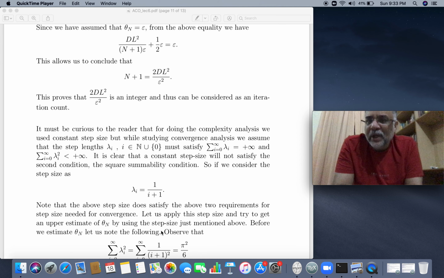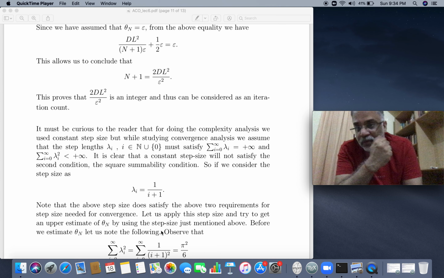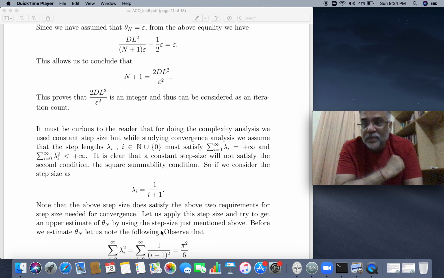Now you might be asking, so come on guy, what is the issue with you? You take something for convergence and you're taking constant step size for reaching epsilon optimality. What happens if you choose a step length for which the convergence occurs? See, the problem is that if you have something like this where you have divergence plus square summability, you cannot choose constant step lengths.